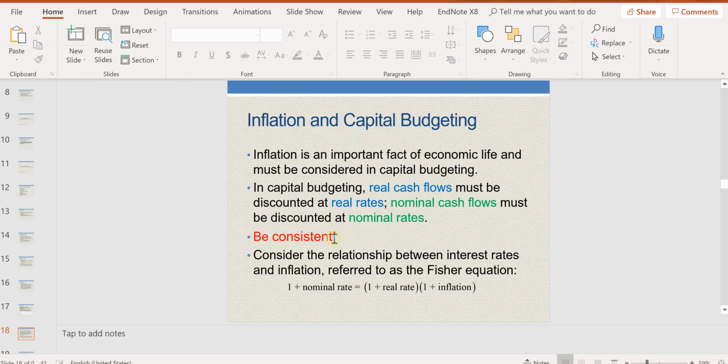So I deliberately used the red font to highlight this is very important, be consistent. And the so-called Fisher equation links the nominal rate with the real rate and inflation. So 1 plus the nominal rate equals 1 plus the real rate times 1 plus inflation rate. So once we know the nominal rate and inflation, we can calculate the real rate by this equation.